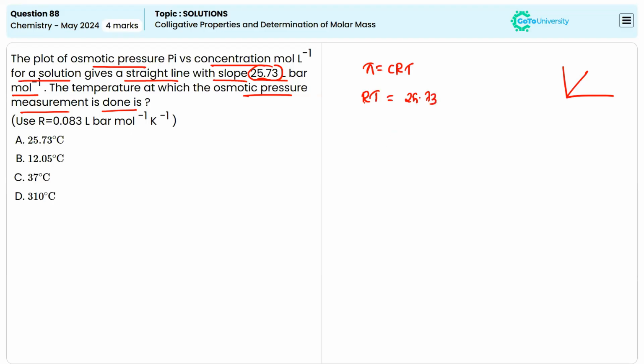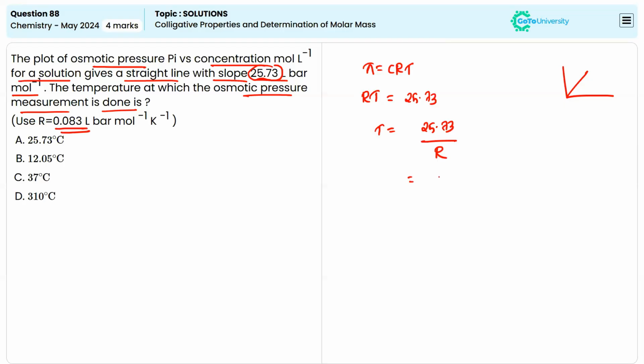Okay. So the slope is actually the value of RT only, so that is equal to this t value. We can equate this, that is RT is equal to 25.73. So we can find out the value of t, that is 25.73 divided by R. Just rearrange this equation. And the R value is given here, that is 0.083.